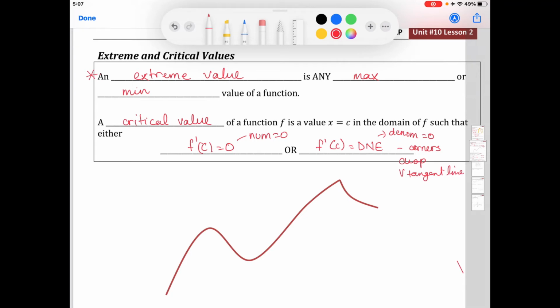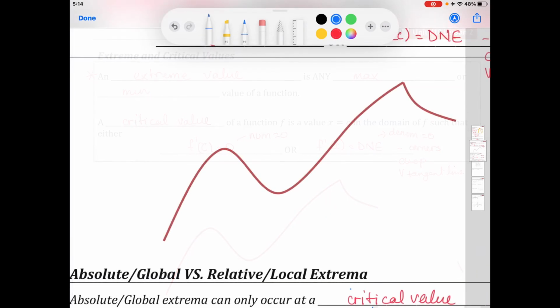Right? That's where your derivative does not exist. So let's mark up our critical values and extreme values. Remember, your extreme values have to do with your max and min, absolute max and min, and your critical values are your relative max and min. So here are the endpoints on the graph. So this is actually your absolute minimum because it is the lowest point on the graph.